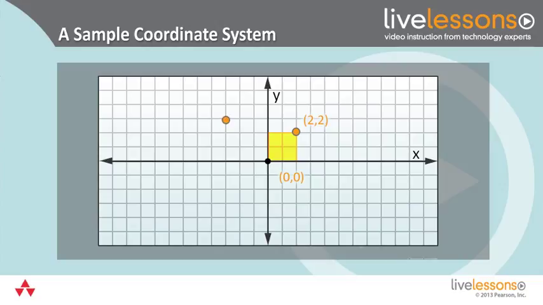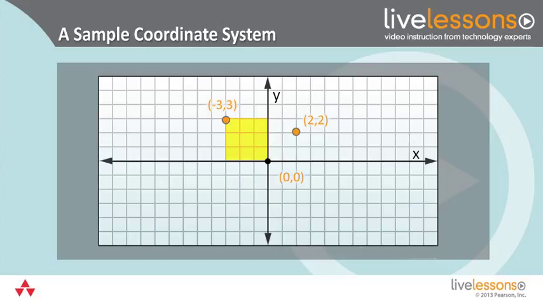Another point we have is at negative 3, comma 3. By seeing that, I know that it is 3 units to the left of the origin and 3 units above the origin. If that were to be moved below, it would be a negative number, and a second negative number tells me that it's to the left of the origin and below the origin as well.